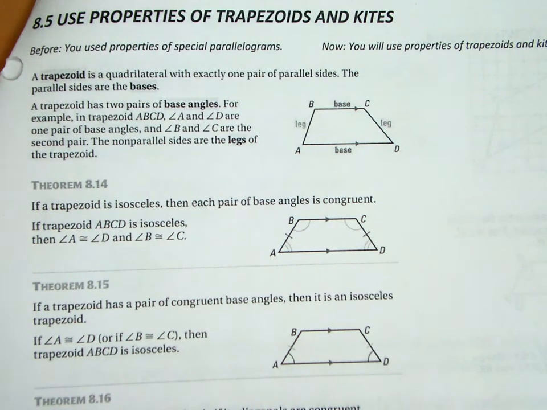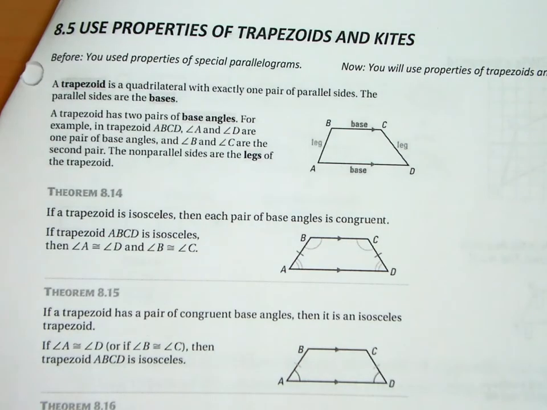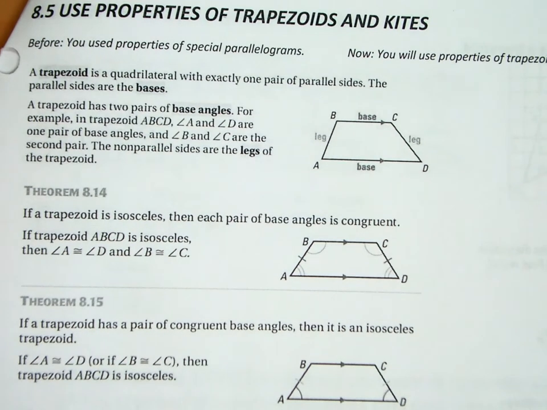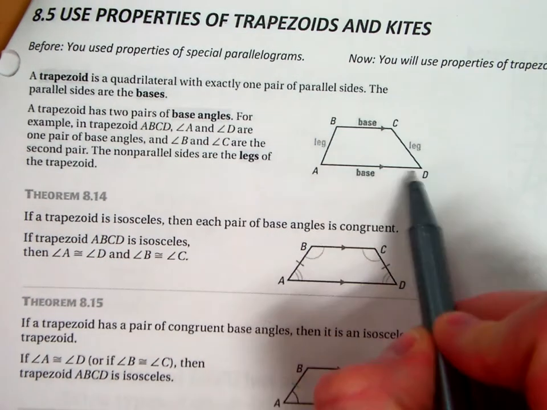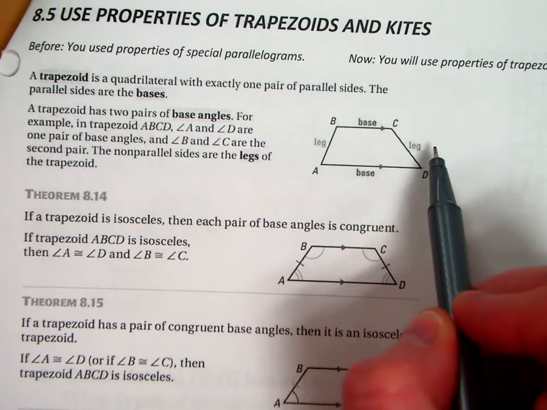Alright, so today you're going to learn about using properties of trapezoids and kites. A trapezoid is a quadrilateral with exactly one pair of parallel sides. The parallel sides are called the bases, just like in an isosceles triangle. Okay, so you've got your bases. A trapezoid has two pairs of base angles. For example, here we have the base angles A and D on this base, and then we have the base angles B and C. The non-parallel sides are called legs.